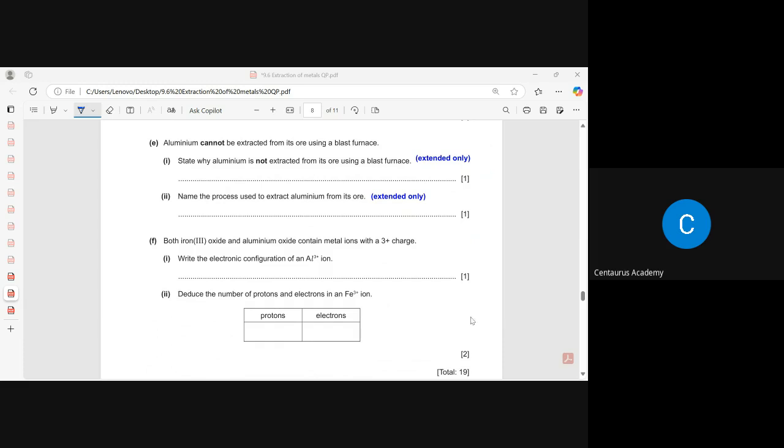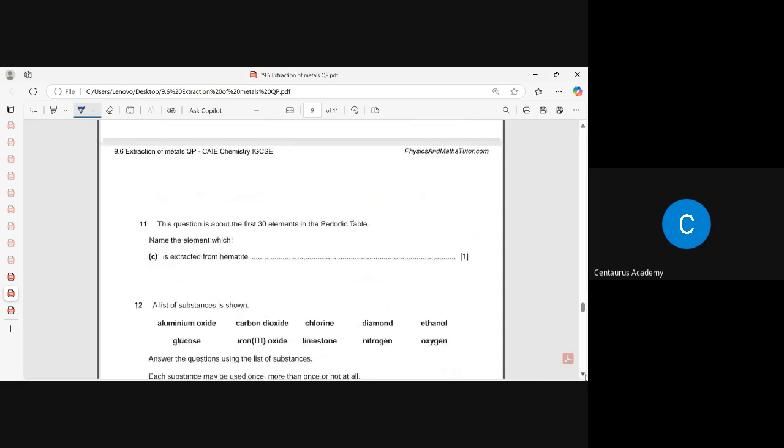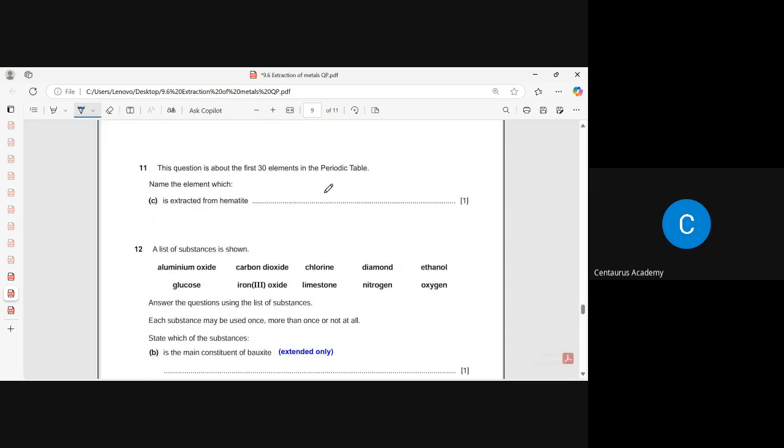Okay, all right. Then the next one. This question is about the first 30 elements in the periodic table. The element which is extracted from hematite, I think you must know it by now. Iron. Yes. And a list of substances has been given to you. State which of the substances is the main constituent of bauxite. Aluminum. Yeah, aluminum oxide.